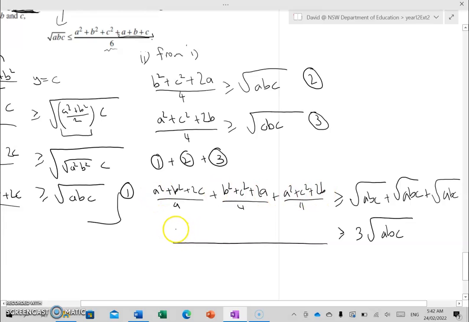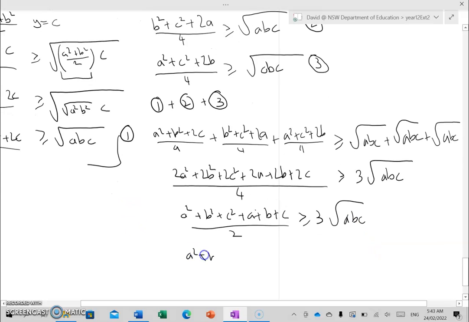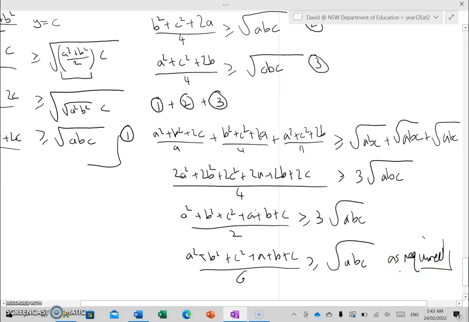If you look at the squares, we've got 2a squared, 2b squared, 2c squared, and then we've got the plus 2a plus 2b and plus 2c. What's kind of nice, we've got a common factor of 2 there. We can divide the left-hand side by 2, and we get a squared plus b squared plus c squared plus a plus b plus c. Hopefully you can see it popping out now. Over 2, and then we just divide by 3 to get our result, as required. And that was 4 marks in the HSC last year.